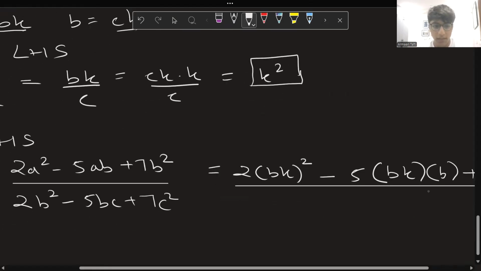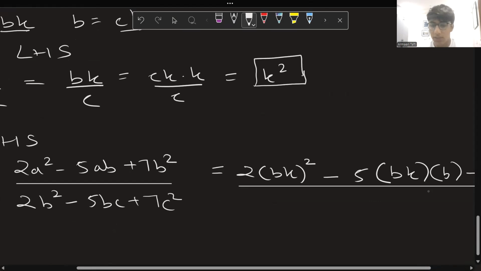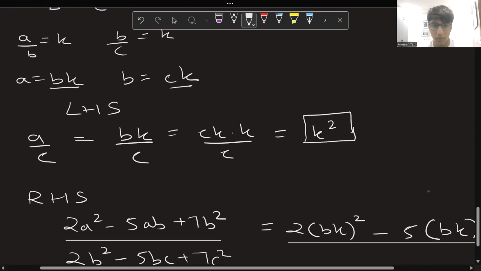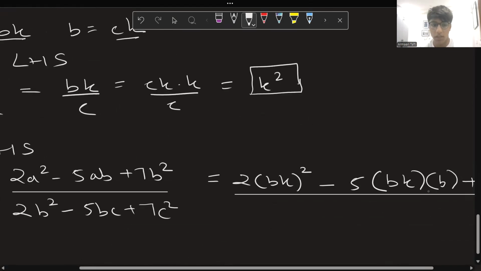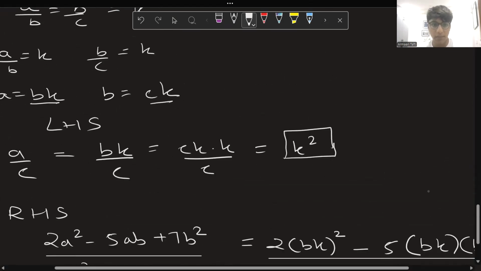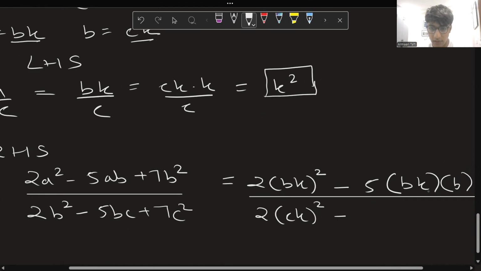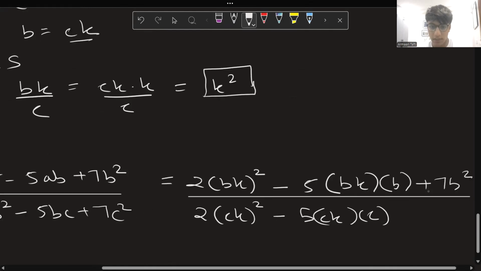And then our denominator is 2b square. Over here, let's change all the b's. We changed all the a's on top, we have to change all the b's. Now, you must be wondering why we can't change the c's, because in our original equation here, we've not written c equal to anything. We don't express c as a product of two different numbers. So let's just change the b's here. B is equal to ck, so let's write that down. So 2 times ck whole square minus 5 times ck times c plus 7c square, right?